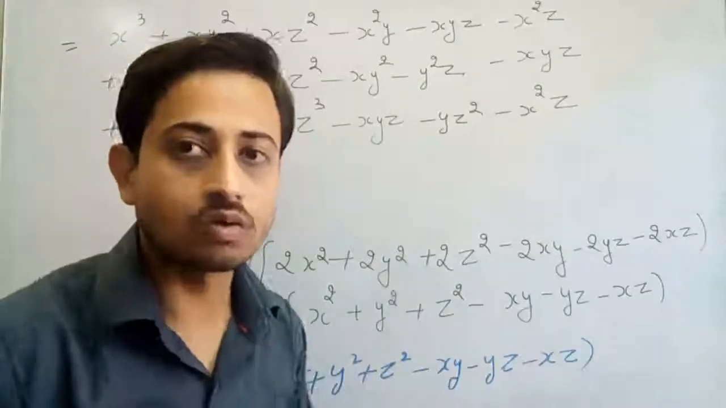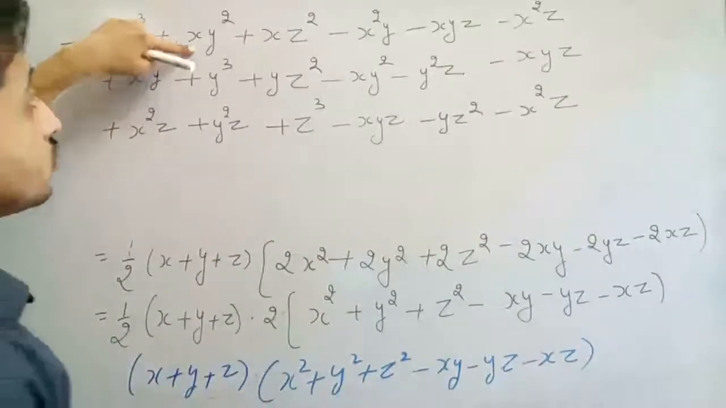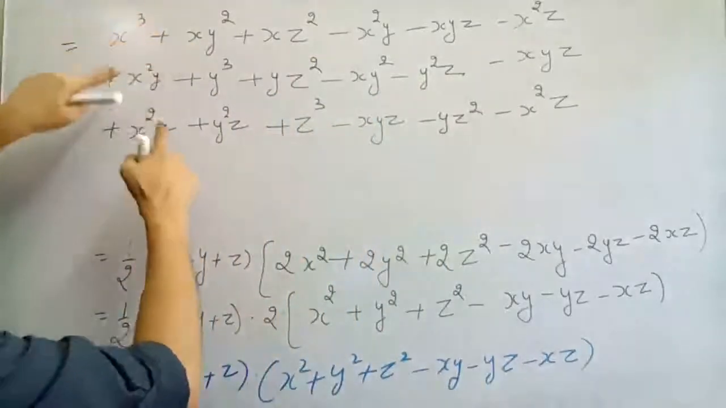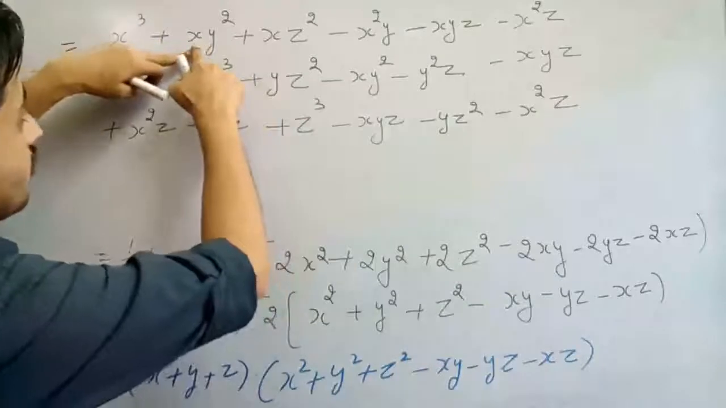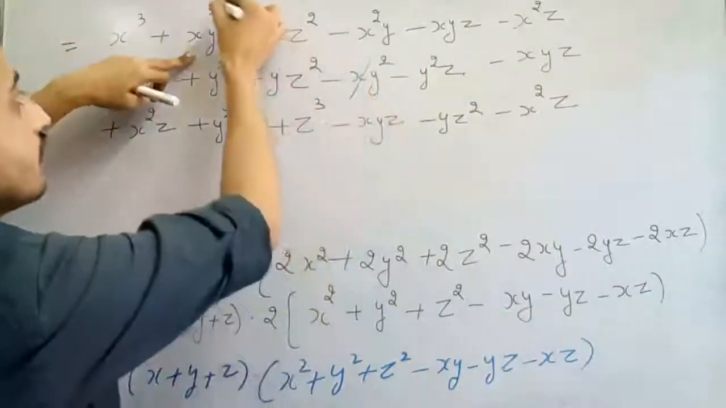Most of the terms will be cancelled out. Now look at this. x square y, xy square. Where is xy square? This is comparison: xy square positive and xy square negative. So this is cancelled out.